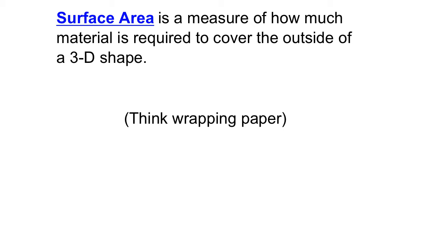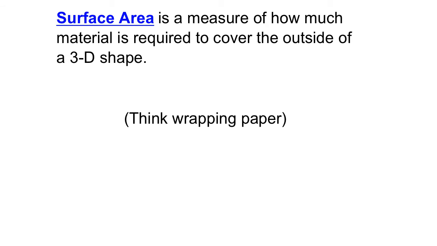So this is the difference between surface area and volume. Volume would be filling the box with wrapping paper, whereas surface area is wrapping the outside of the box. That's kind of how I distinguish between surface area and volume. Hopefully that makes sense to you, but we're just looking at the outside of the three-dimensional shape, the total area on the outside, on all of the sides.